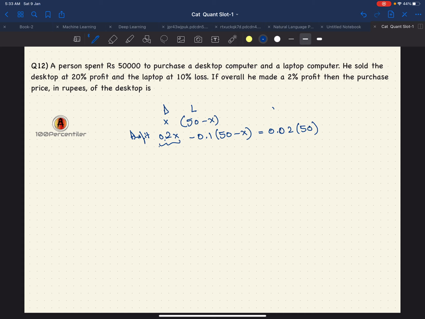So just solving this particular equation, we have 0.3x equal to 10. This is actually equal to 1k. So 1k plus 5k is 6k. x is 6 upon 0.3, which is 20. So the purchase price in rupees for the desktop is nothing but 20,000.